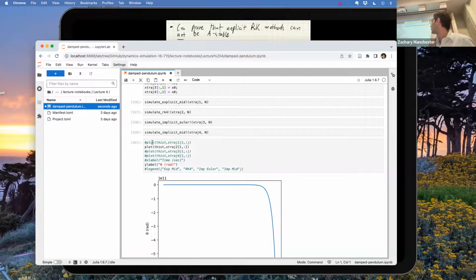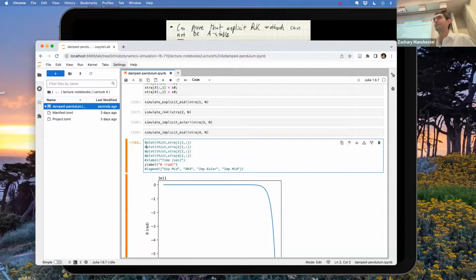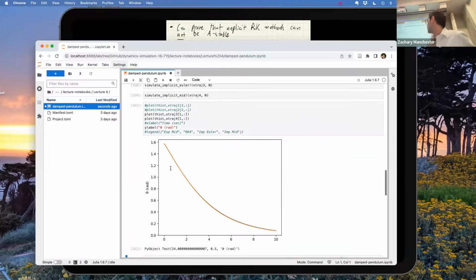So no, RK4 blew up. Sad. But RK4 will do a little better than the other explicit ones. So let's see, implicit Euler, implicit midpoint. These are both probably fine. Yeah, so both of these are fine.